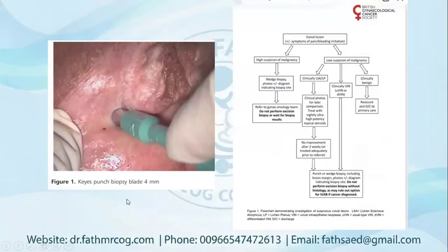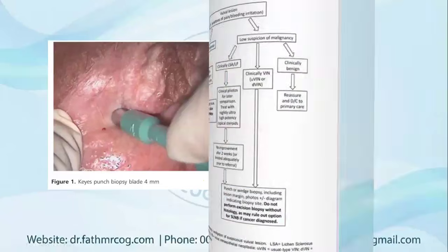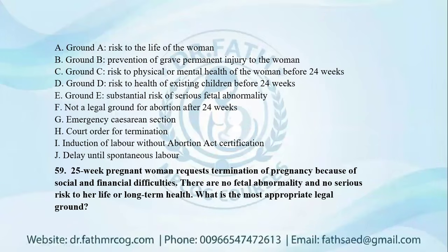And this is the key, punch biopsy, from the BGCS, because they will tell you the follow-up. If the patient is high risk, she will have a punch or wedge biopsy, and after that you will refer the patient because of high risk of malignancy, like in lichen sclerosus or vulval cancer. The risk is high.